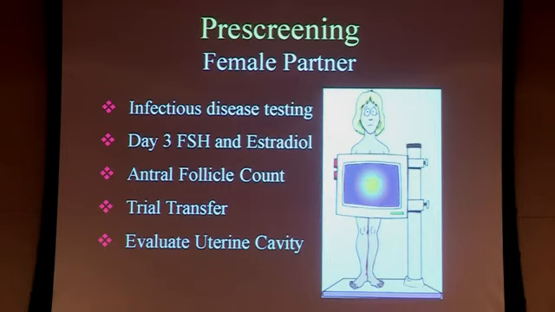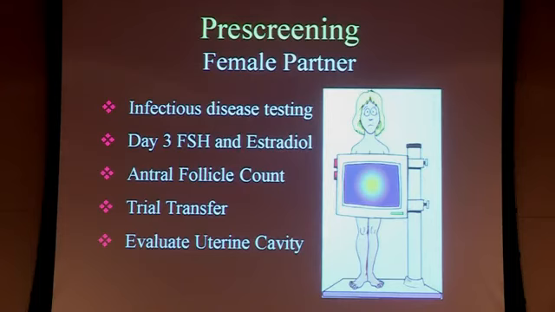We can also do what's called an antral follicle count. When you get your ultrasound, we will look at the ovaries and count the number of small follicles, and each of these follicles contains an egg. So the higher the antral follicle count, indirectly it tells us you have more eggs in your ovary and you'll respond better to the stimulation.